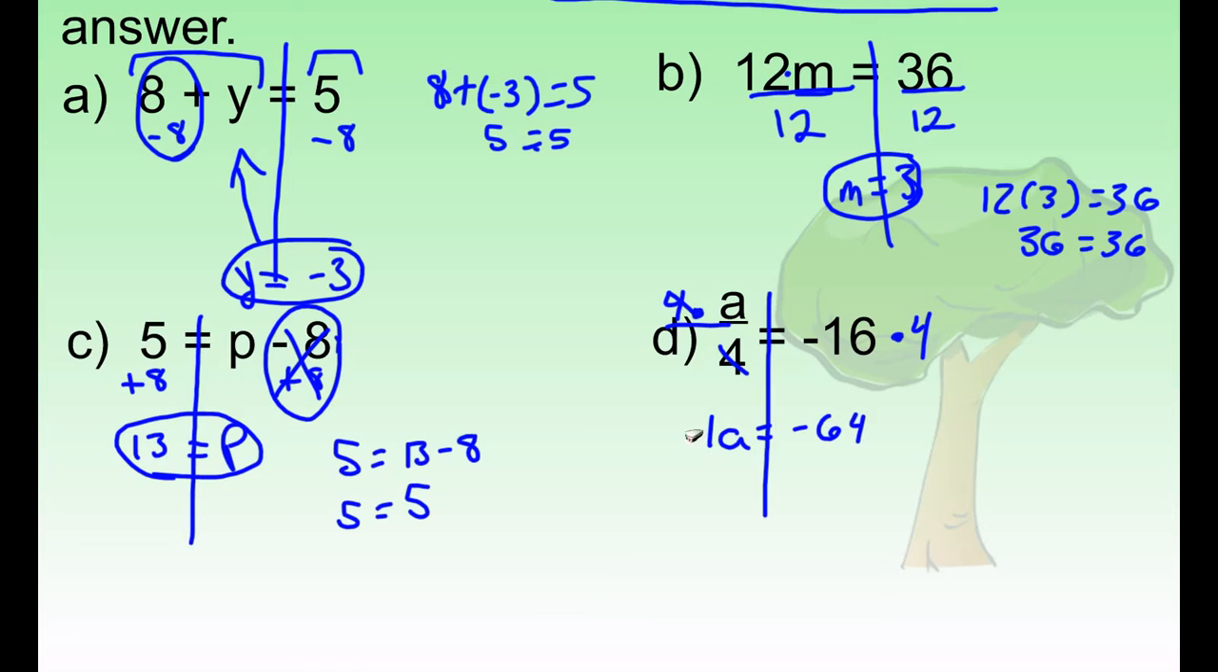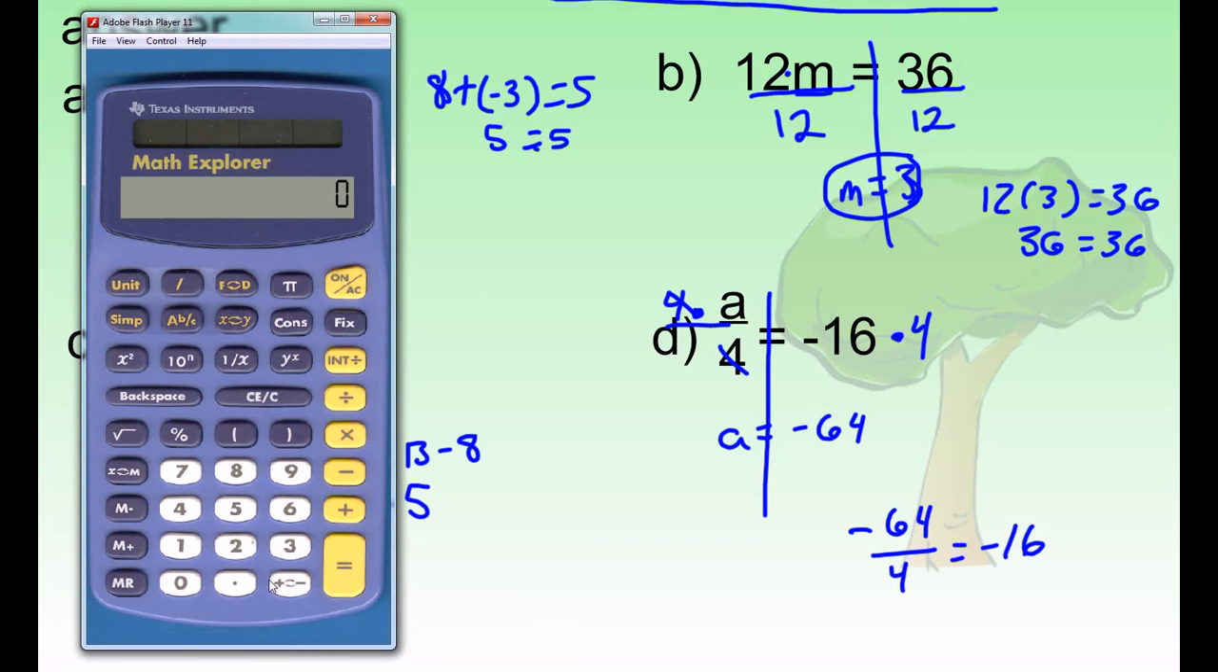And if you remember, having this extra 1 in front of the variable, it's not needed. It's just there for show. So 1a is the same thing as a equals negative 64. And let's check our work. If we take negative 64 divided by 4, hopefully we get negative 16. Well, let's have the calculator help us. 64 negative divided by 4 equals negative 16. So that worked out.